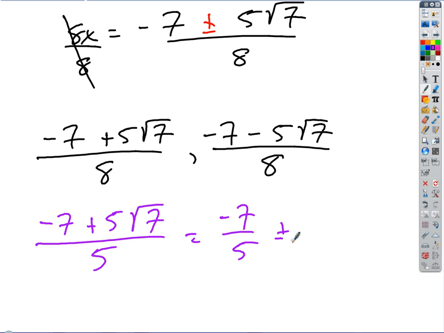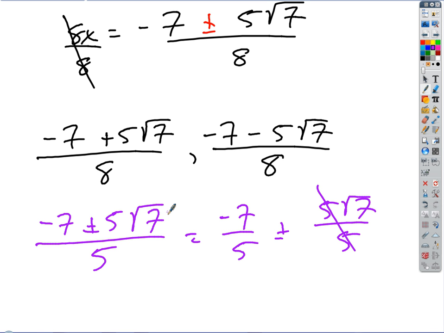If I'm doing both of them. Yeah, 5 times the square root of 7 over 5. Well, those 5s do cancel, don't they? If I break it apart, then I would have to reduce this term, because that wouldn't be simplified. So I'd have to write it as -7/5 plus or minus the square root of 7, right? But if I choose to leave it as a common denominator, that would be fine. Okay? You don't have to simplify.